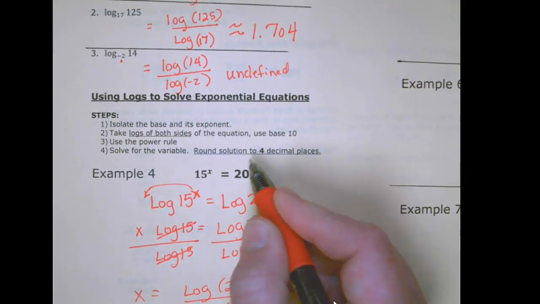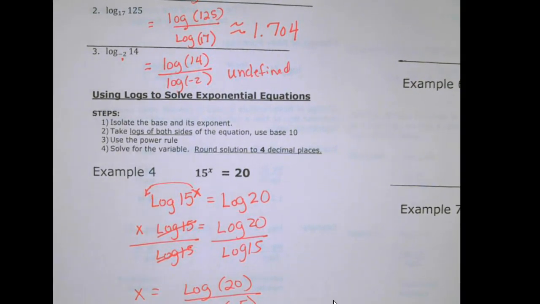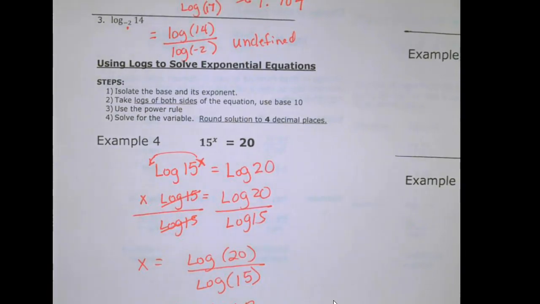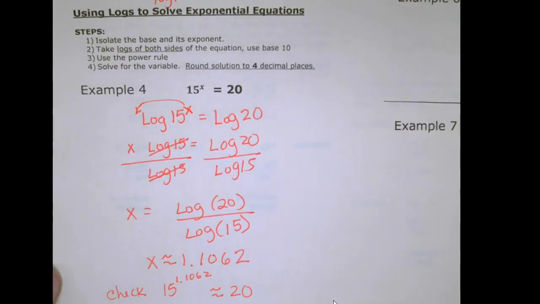X is approximately equal to 1.1062. You can check by putting 15 to the 1.1062 in your calculator, and that will approximately be equal to 20. 15 raised to the power of 1.1062 is 19.998, which is approximately equal to 20. It's not exactly equal to 20 because that's a rounded off number.